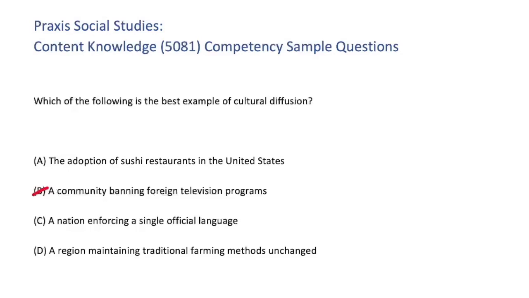Next, we can eliminate option C. A nation enforcing a single official language limits cultural exchange and would not be indicative of cultural diffusion. We will also eliminate option D, a region maintaining traditional farming methods unchanged. This would keep traditions the same, showing continuity, not diffusion, which means our best choice here is option A, the adoption of sushi restaurants in the United States. That's one culture adopting practices from another, so it is the best example of cultural diffusion.